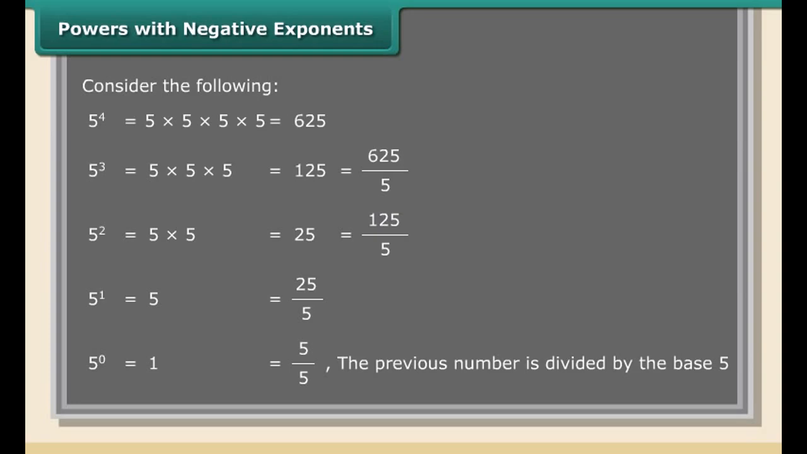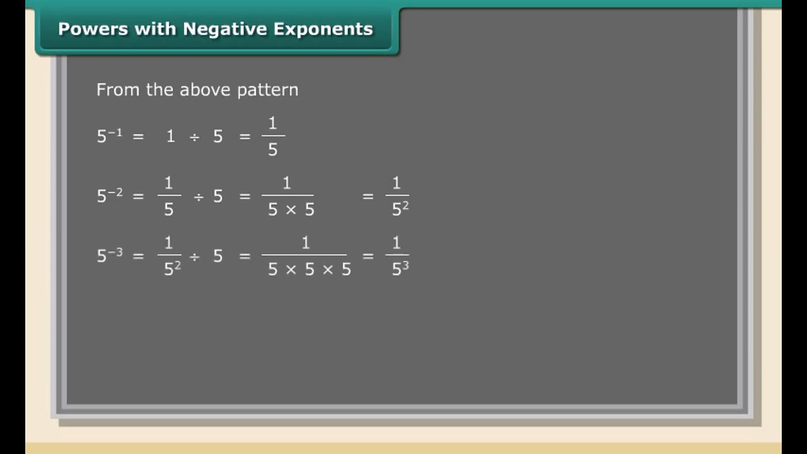The previous number is divided by the base 5. From the above pattern, 5 raised to the power minus 1 is equal to 1 divided by 5, which is 1 upon 5. 5 raised to the power minus 2 is equal to 1 upon 5 divided by 5, which is equal to 1 upon 5 × 5, which is equal to 1 upon 5 squared. 5 raised to the power minus 3 is equal to 1 upon 5 squared divided by 5, which is equal to 1 upon 5 × 5 × 5, which is equal to 1 upon 5 cubed.